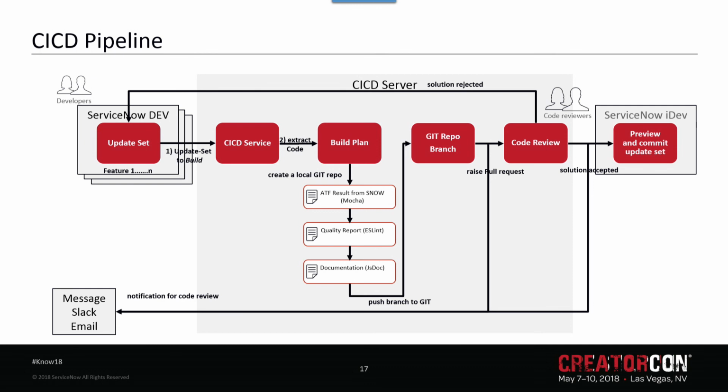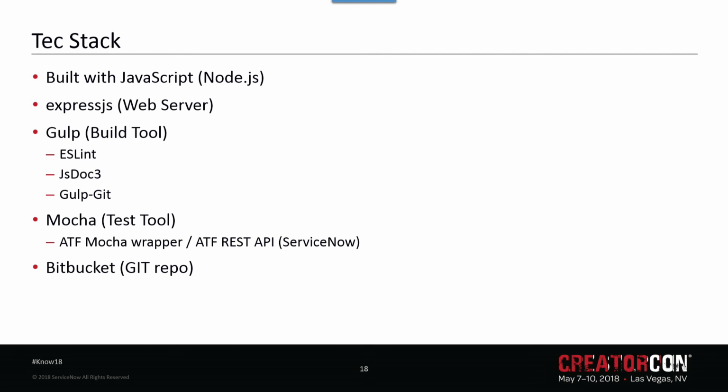So, there's one thing to mention actually. The CI/CD server. This is the tech stack of the CI/CD server. It's built with JavaScript, Node.js. It's using Express.js as a web server. It needs Gulp as a build tool. We do lint, we do JSDoc, we use Gulp Git to actually generate the local Git repo. Then we use the Mocha test tool with an ATF wrapper, which, as I said, calls ATF tests. We have a REST API in ServiceNow for this. And we're using Bitbucket.